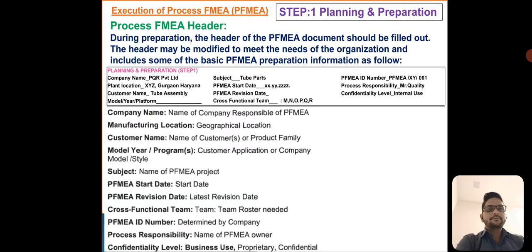In planning and preparation, we are preparing the headers of the PFMEA document: the company name, plant location, customer name, model year, subject, PFMEA start date, revision date, CFT (cross-functional team) names, as well as the PFMEA ID number, process responsible person, and confidentiality level. We need to mention these in the planning and preparation step.